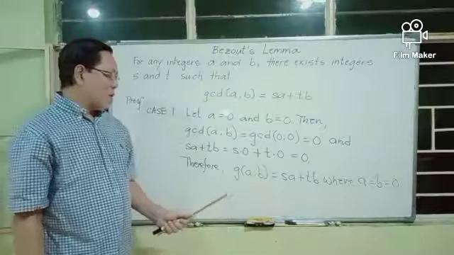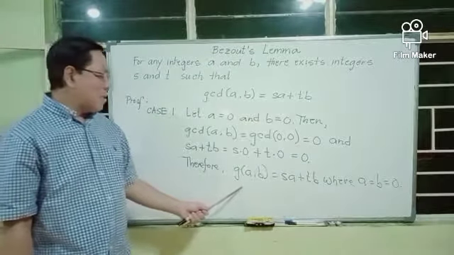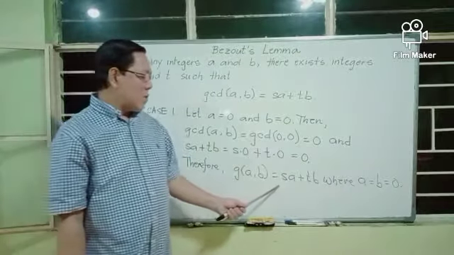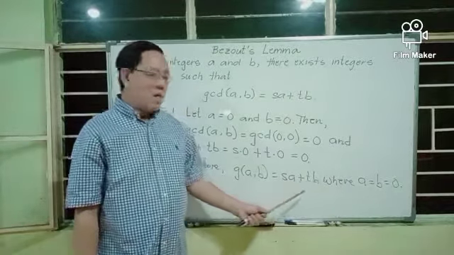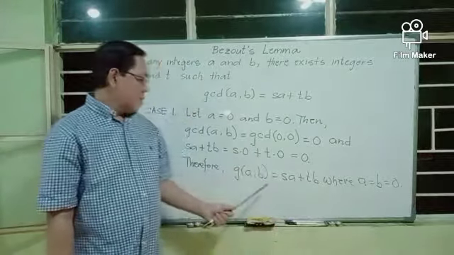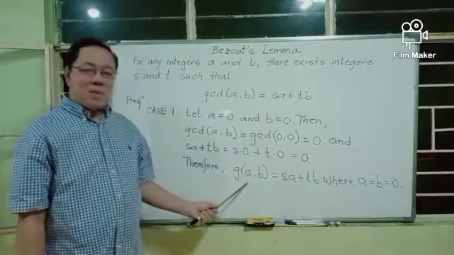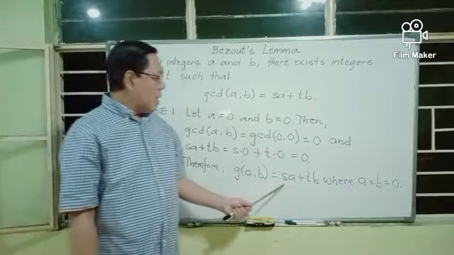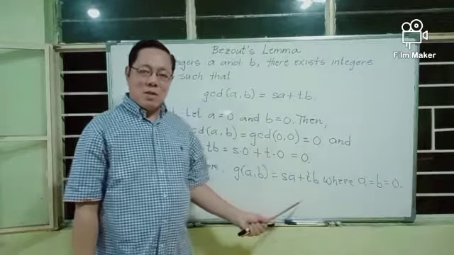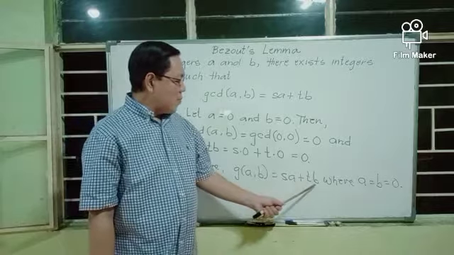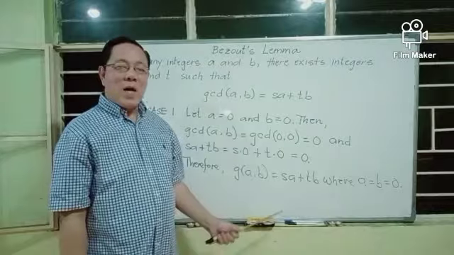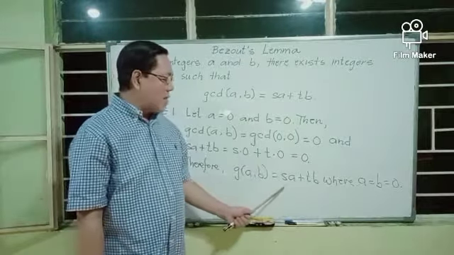Hence, for case 1, we conclude that the greatest common divisor of 0 and 0 is equal to the linear combination of a and b for some integers s and t, where a and b are 0. Where a and b are 0, the greatest common divisor of a and b is 0, and the linear combination of a and b, both equal to 0, is 0. And the linear combination of a and b, where a and b are both 0, will be 0 for any integers you substitute for s and t.